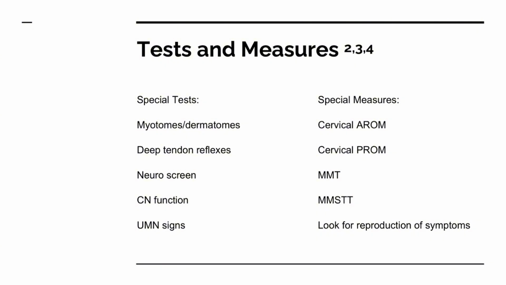So when your patient comes in, you just kind of had to use this testing to rule out things, and also test the equilibrium and balance testing. Other special measures you'll use are testing active range and passive range of motion, manual muscle testing, and you just want to look for reproduction of symptoms.